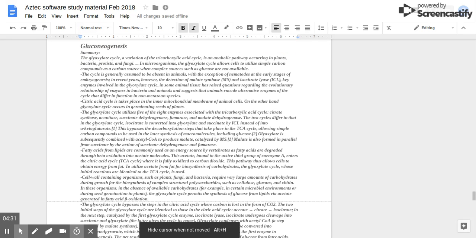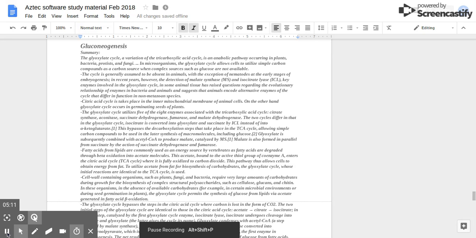So in the next section, gluconeogenesis, we mentioned this earlier in previous videos, the glyoxylate cycle is a variation of the tricarboxylic acid cycle, which is an anabolic pathway occurring in plants, bacteria, protists, and fungi. So not animals. In microorganisms, the glyoxylate cycle allows cells to utilize simple carbon compounds as a carbon source when complex sources are not available, such as glucose.